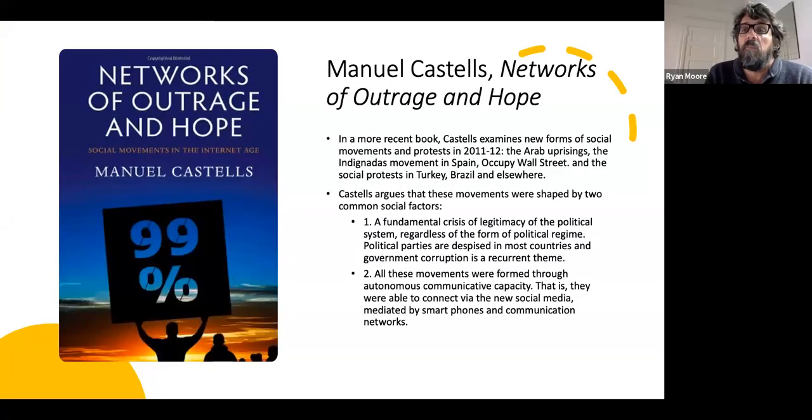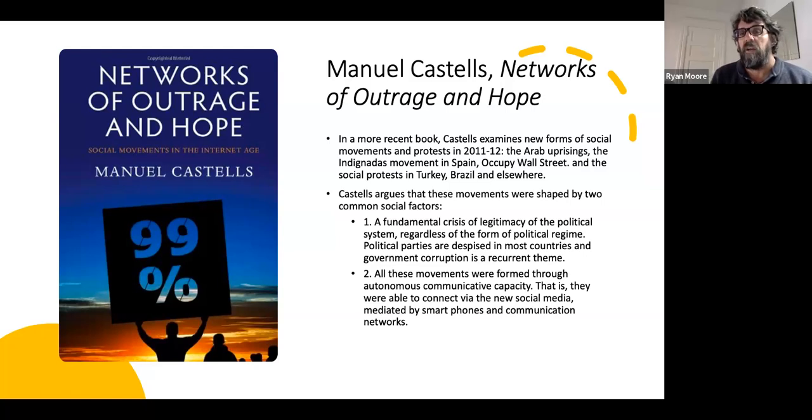Castells also has written a later book about these events called Networks of Outrage and Hope. Notice that again, he's using this idea of networks as a way of talking about technological changes and the information age and now the internet age. And so in this more recent book, Castells examines the protests and movements of 2011, 2012.